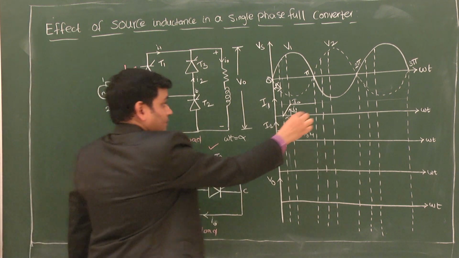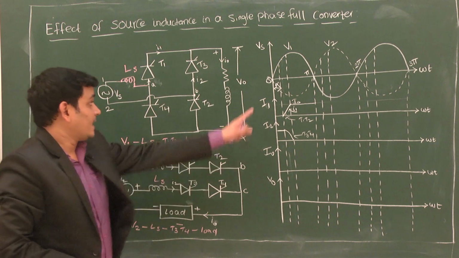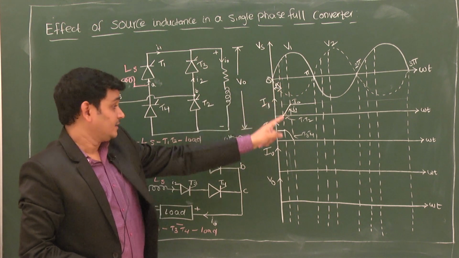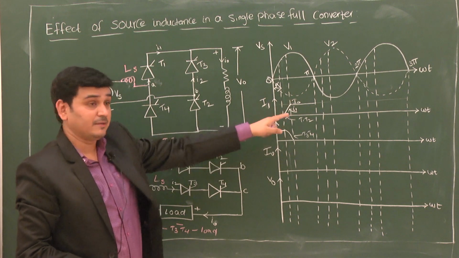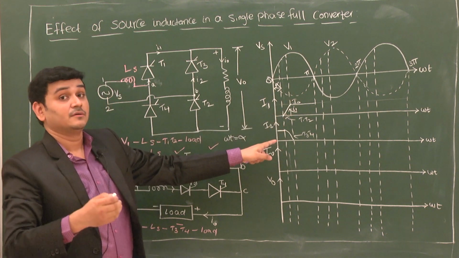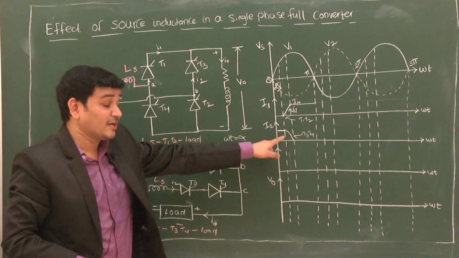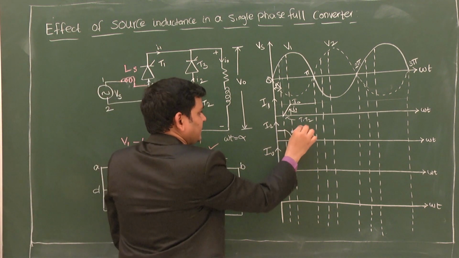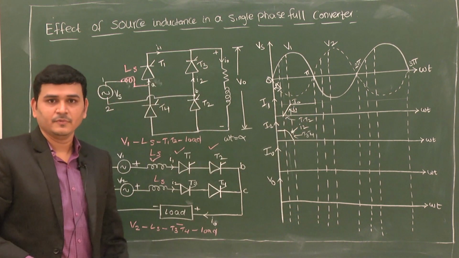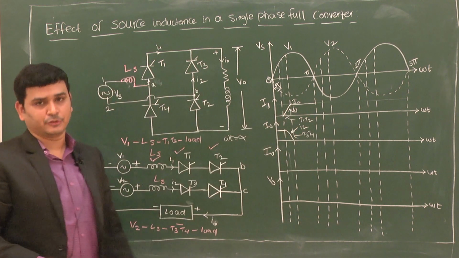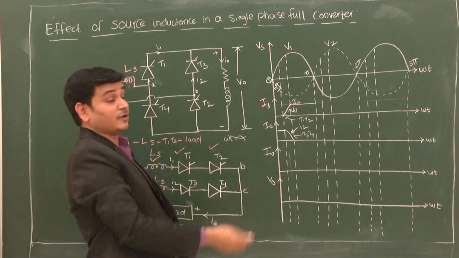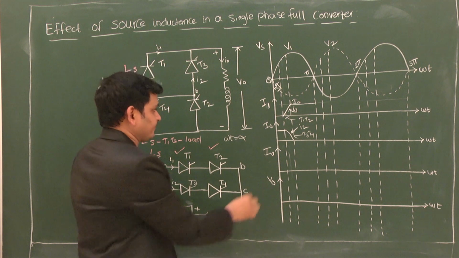Right? So what you observe from this is, at omega t equal to alpha you have triggered thyristors T1 and T2, but the current slowly increases. At the same time T3 and T4 do not turn off immediately, the current gradually decreases. So this is nothing but I2. If I combine this I1 and I2 as the output voltage or current, what will be your waveform?